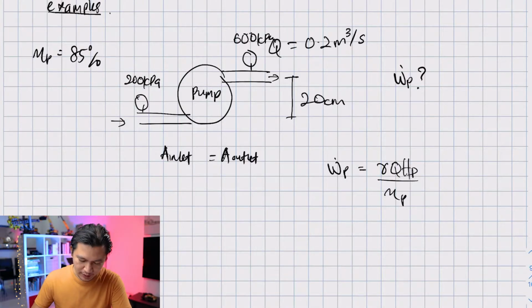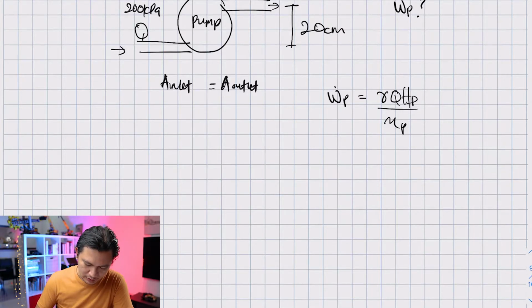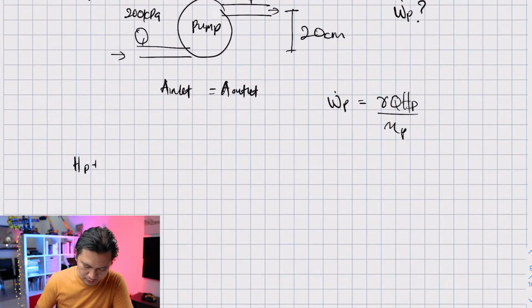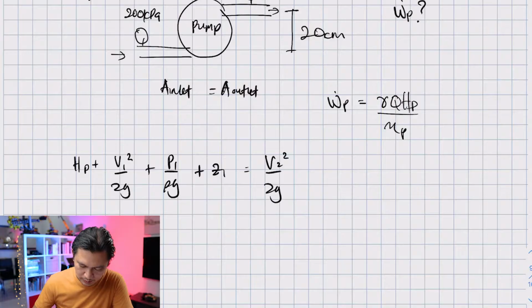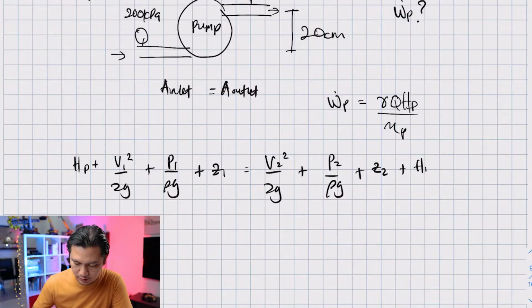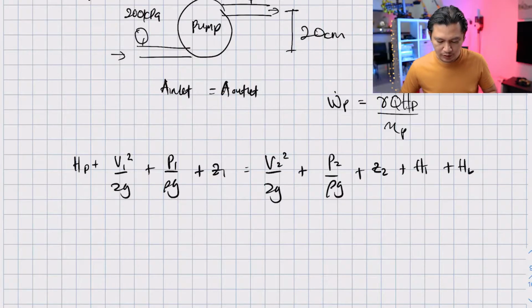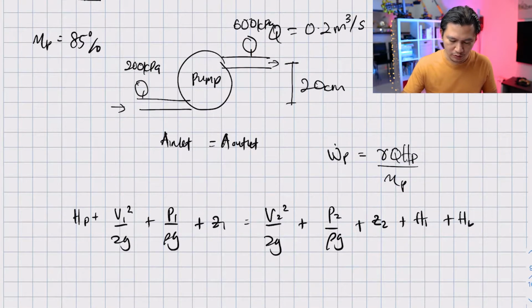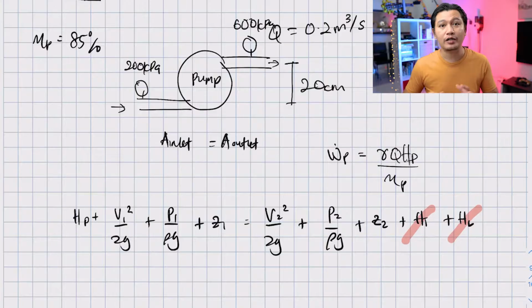Now, first of all, let me write the equation again. This is the energy equation: HP plus V1 square over 2G plus P1 over rho G plus Z1 equal to V2 square over 2G plus P2 over rho G plus Z2 plus HT plus losses. The first thing I'm going to cancel out is HT because we have no turbine here, and also we assume no losses because there is no information given that indicates any losses.